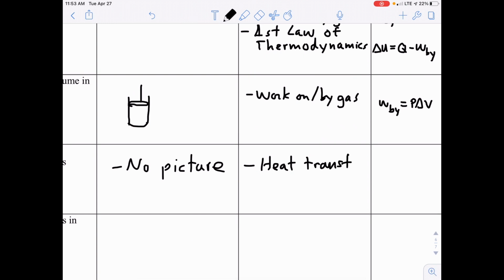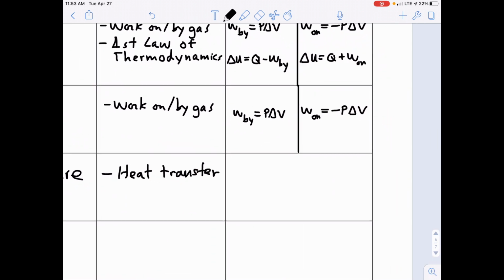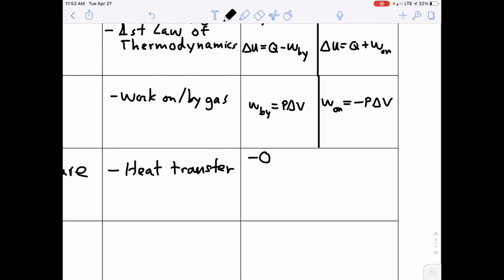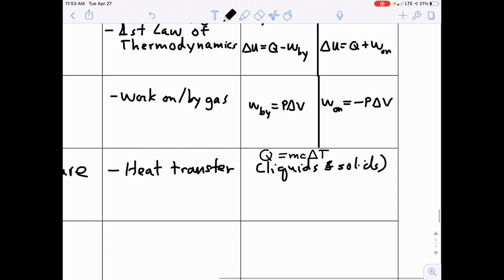Now, if we're talking about a liquid or a solid, then Q, being the heat transferred, is equal to mass times the specific heat capacity times the change in temperature. And this is specifically for liquids and solids. The heat transfer between liquids and solids, that is.